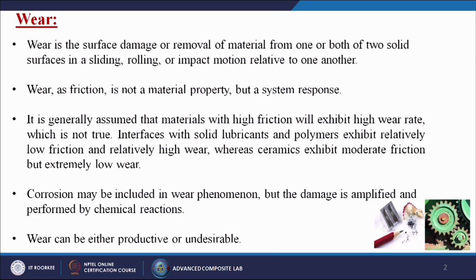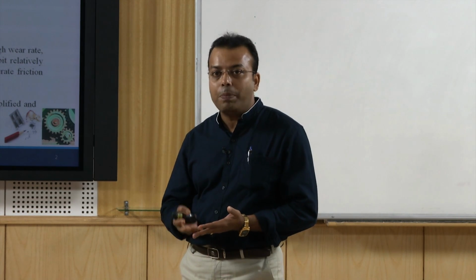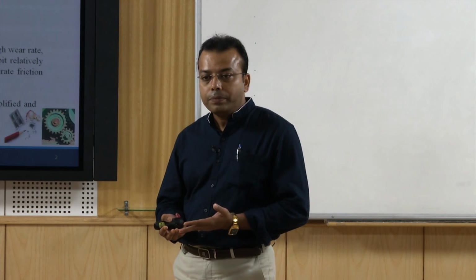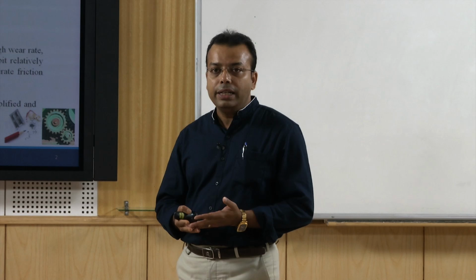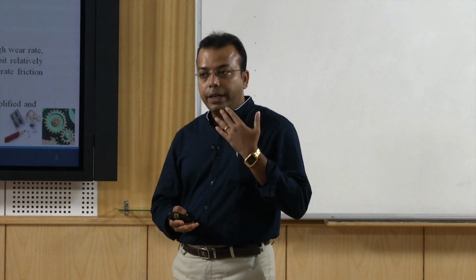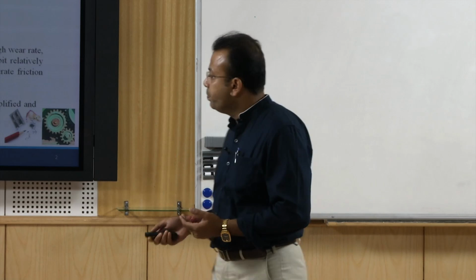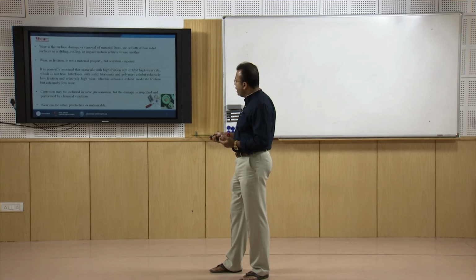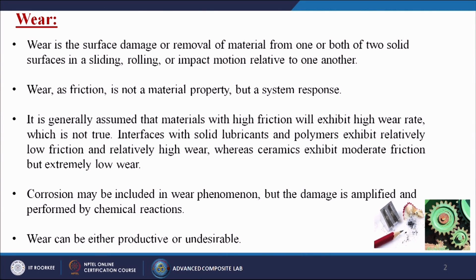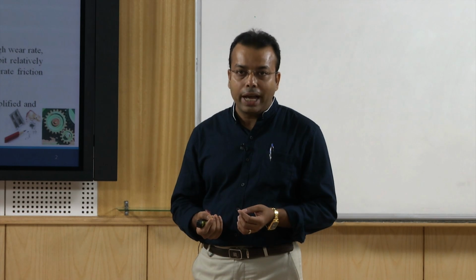Corrosion may be included in the wear phenomenon, but the damage is amplified and performed by chemical reactions. From here we can understand that corrosion is also one type of wear mechanism, a part of wear, but not directly related to wear; maybe due to wear, corrosion may occur on the material. Wear can be either productive or undesirable. Sometimes wear is helpful to us, but most times it causes a loss to the product's life.